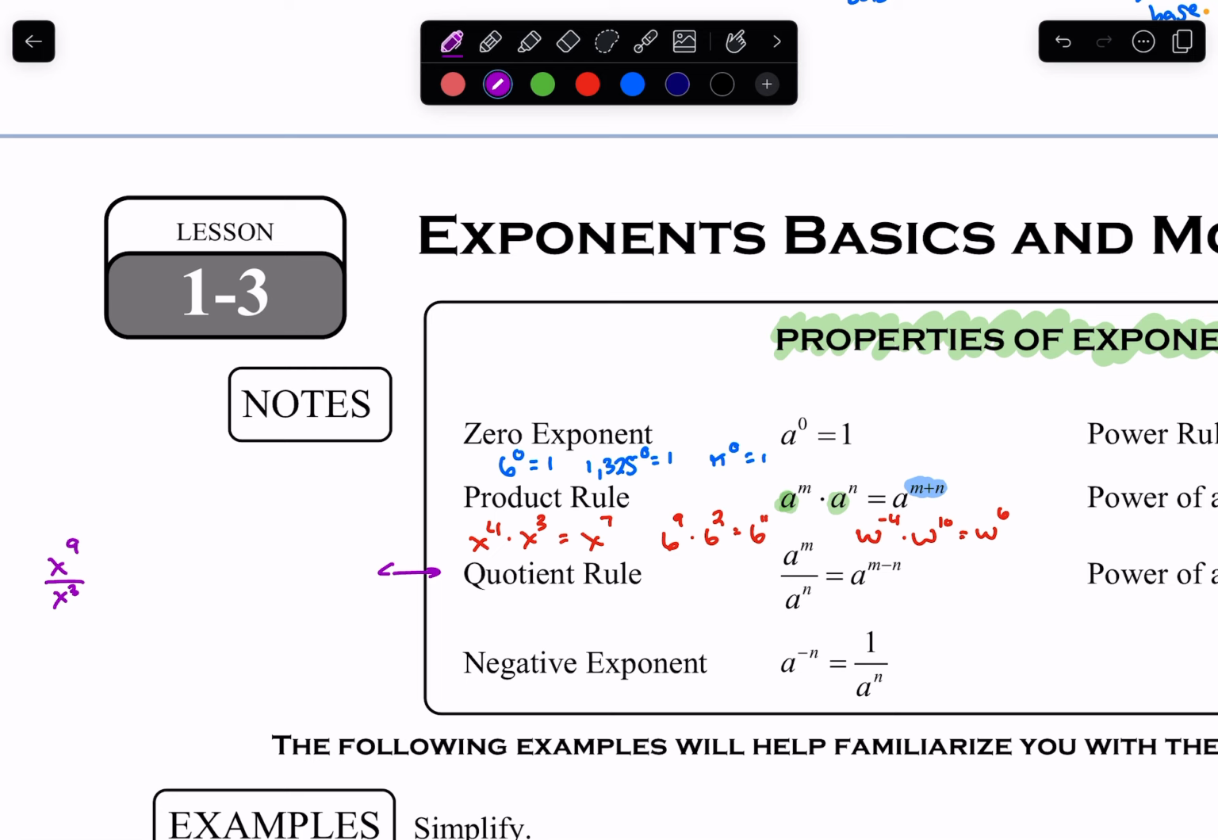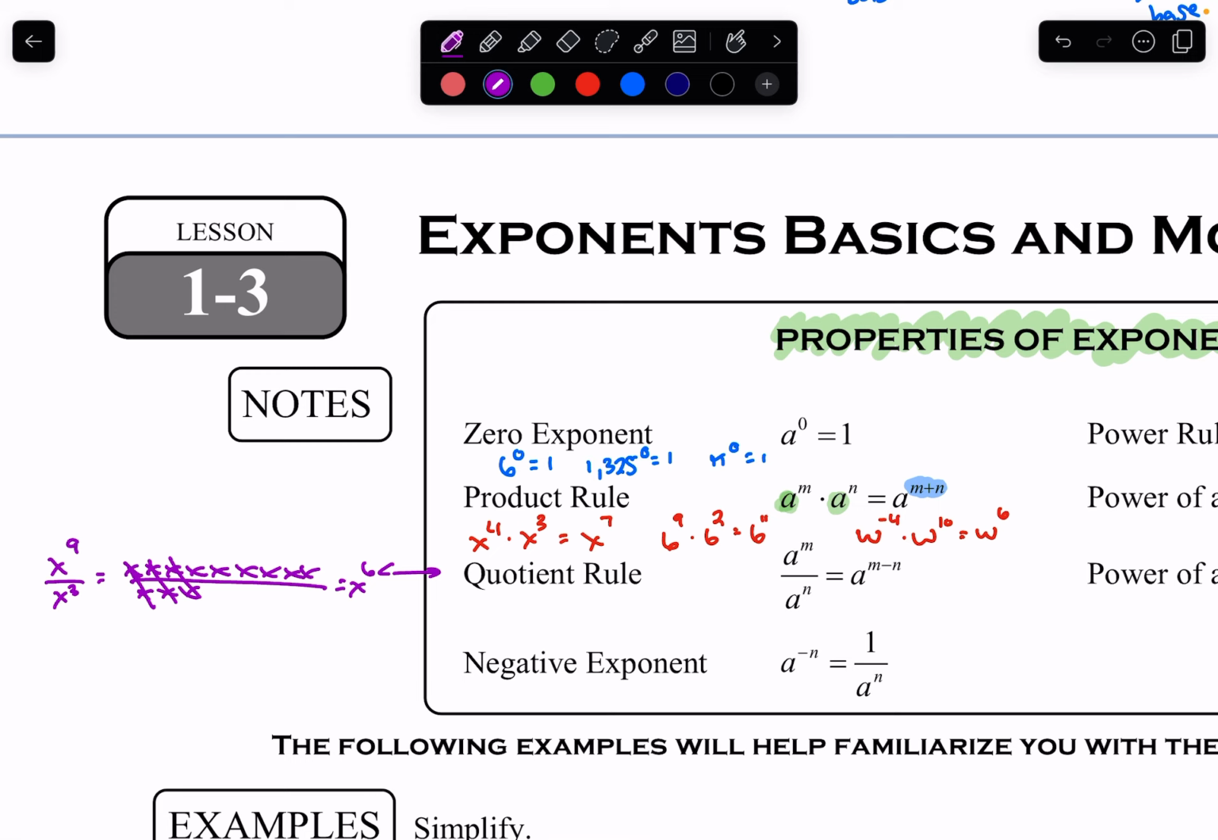I've got x on top, I've got 9 of them being multiplied, right? X, x, x, x, x, x, x, x, x. On the bottom, I've only got 3 x's being multiplied. So what I'm actually doing is I'm canceling them out, and I'm just writing down how many x's are left on the top or the bottom. In this case, it's x to the 6th power. So when you have numbers on the top and the bottom with the same base, then you just cancel out and get rid of the ones, the smaller ones.